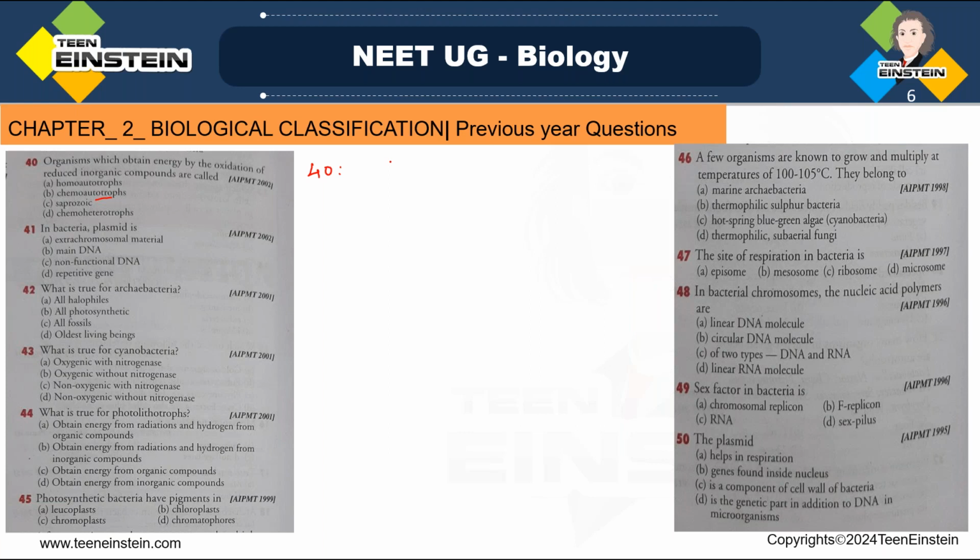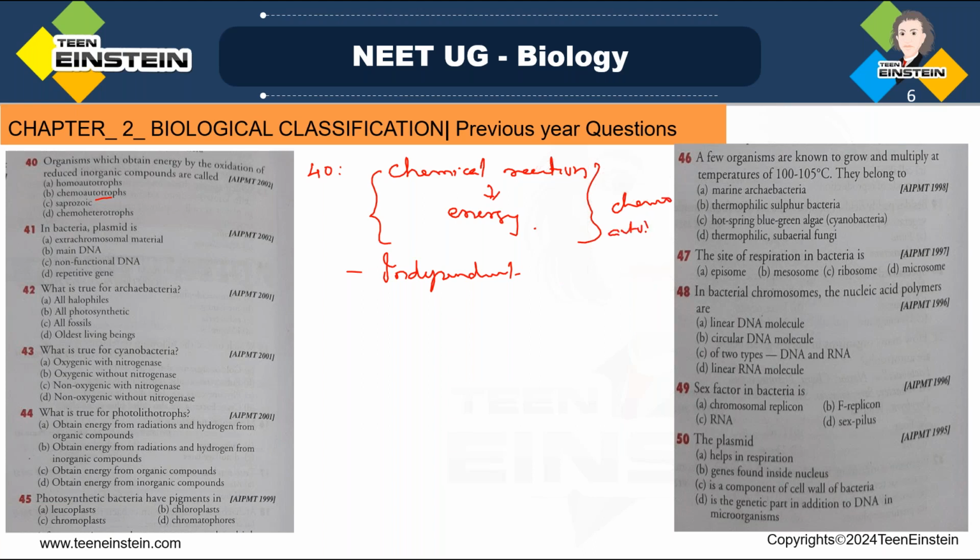See, the organisms which obtain energy by chemical reaction. By chemical reaction, they are obtaining energy, and they are independent of light. They obtain energy by chemical reaction, independent of the light reaction. So such kind of organisms are called chemoautotrophs, right? Chemoautotrophs get energy from the chemical reaction.